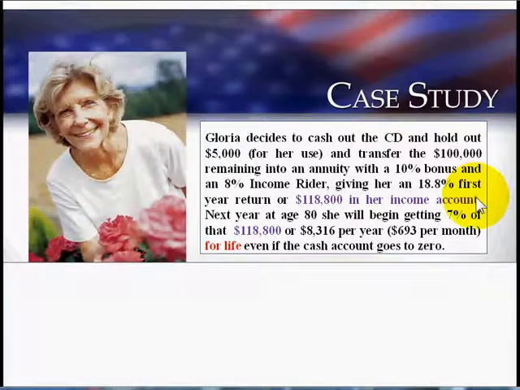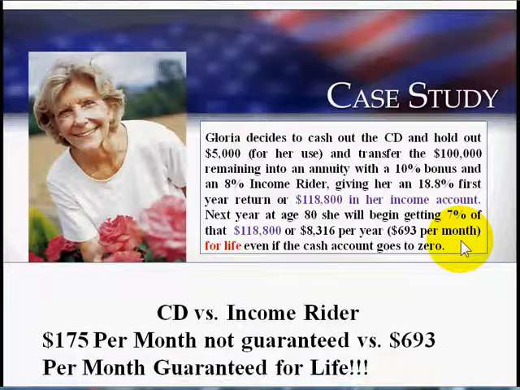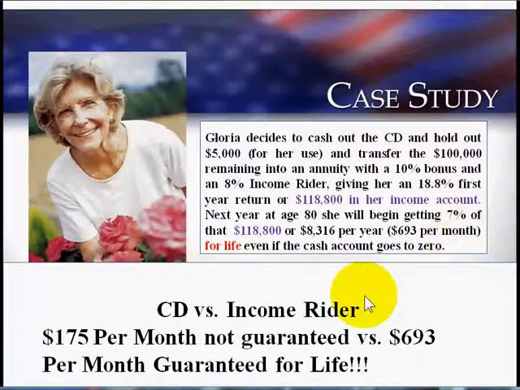At the end of the year, or when she turns age 80 the next year, she will begin getting 7% of that $118,800. That's the published number. Like Tom at age 70 got 5.5. With this company at age 80, they pay 7% of the income-only account. 7% of 118 is $8,316 a year, or $693 per month for life, even if the cash account goes to zero. So you see that the CD versus the income rider, her CD was giving her 175 a month.